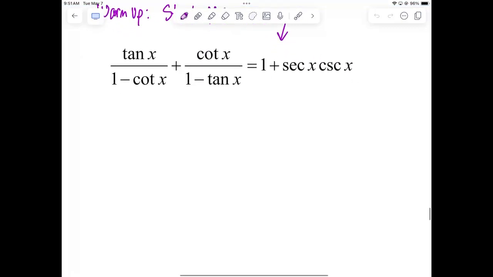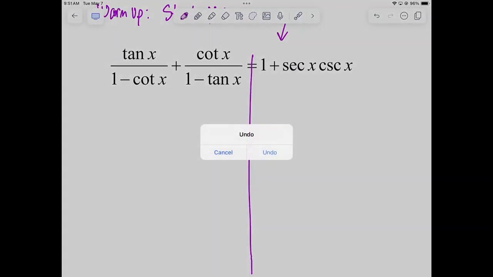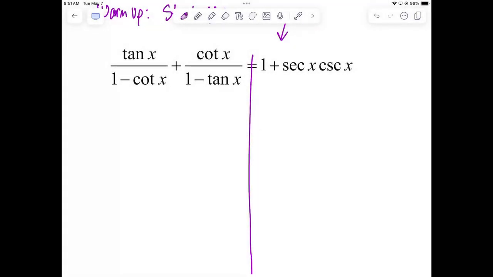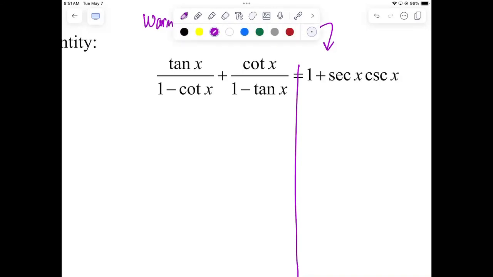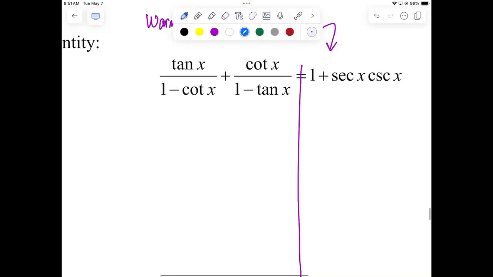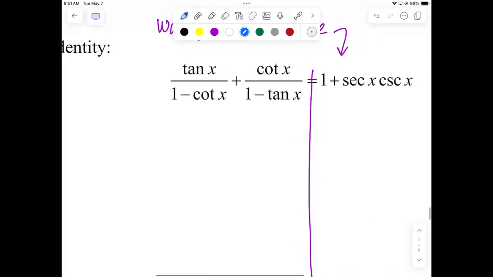I hope the first step that everyone did was draw a line down the middle. Now, walking around, most people started on the left-hand side. And what most people did is they multiplied by the conjugate over the conjugate. So let's explore that. Okay?